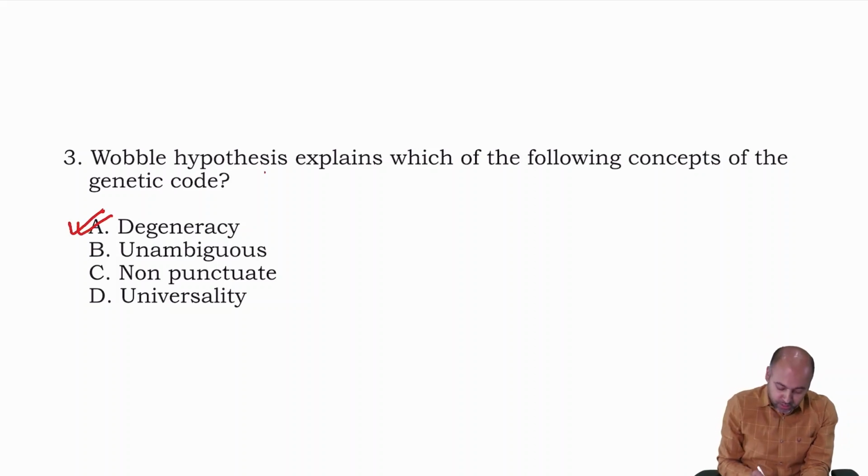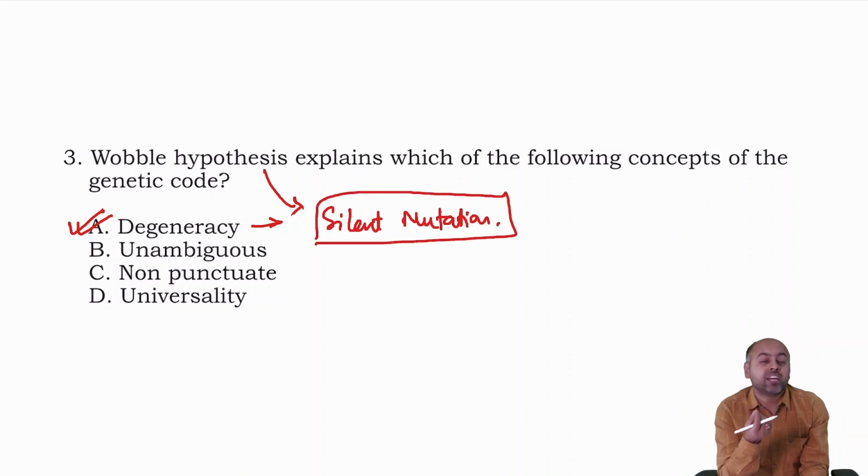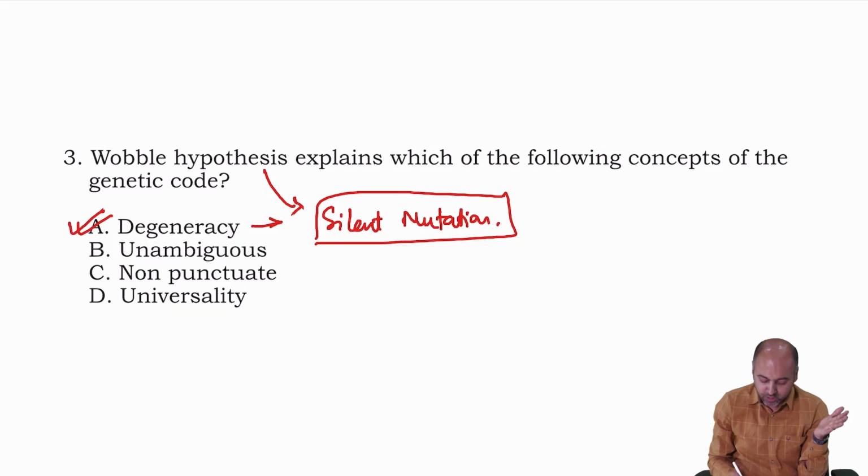Together, the Wobble hypothesis and degeneracy explain what is known as the silent mutation. So what happens in silent mutation? There is a change in nucleotide, but there is no change in the amino acid. The reason being that we have multiple codons for the same amino acid. If the change in nucleotide results in another codon which is coding for the same amino acid, then there will be no change in the protein. This is what is silent mutation.